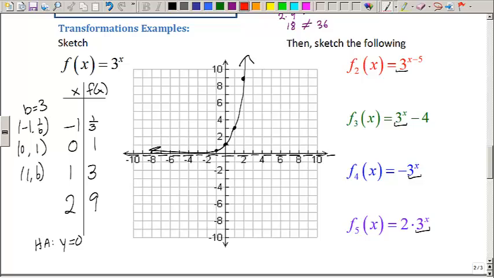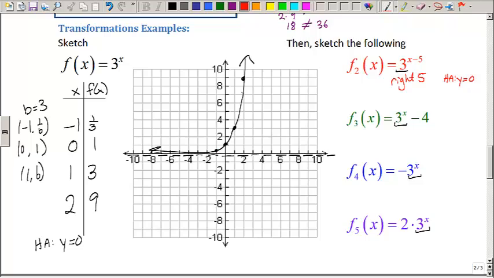Next, I'd like to use this parent function to graph f sub 2 of x, which is equal to 3 to the x minus 5. This minus 5 is being subtracted from the x. When I subtract from the x, that's a horizontal shift, and that's a horizontal shift of right 5. Notice that if I shift my horizontal asymptote at the x-axis 5 units to the right, I'm still at the x-axis. Shifting the x-axis right 5 doesn't really do anything to the horizontal asymptote.